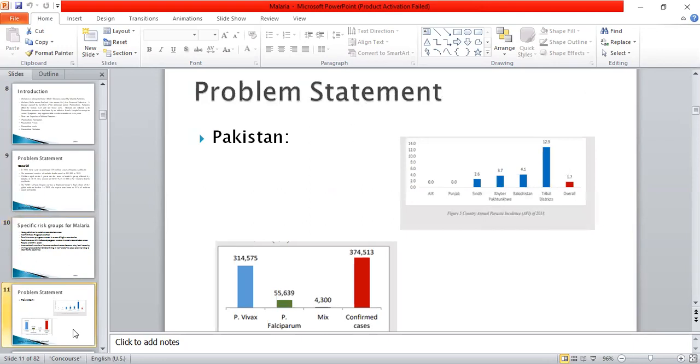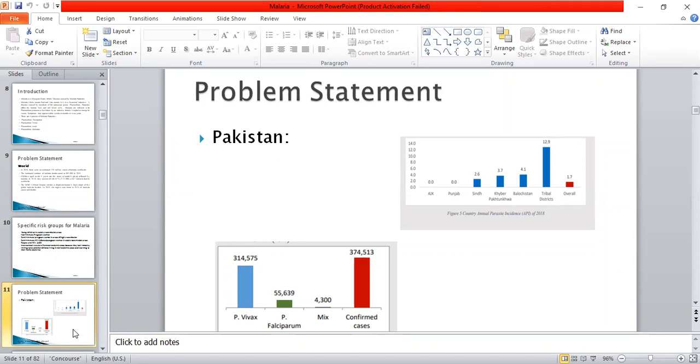If we see the situation of malaria in Pakistan, as the figure shows, in 2018 there were 374,513 confirmed cases of malaria. From these, the most common is Plasmodium vivax, 575 cases, and P. falciparum is 55 and 639 cases. And you can conclude that most of the infection is caused by Plasmodium vivax.